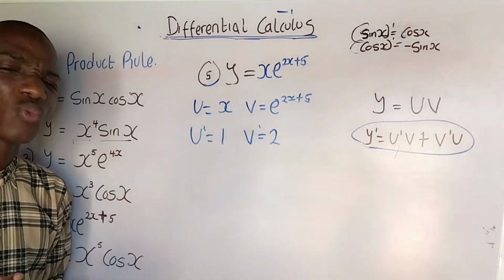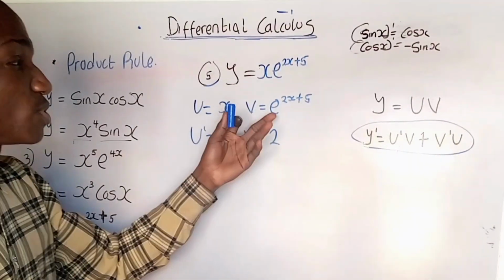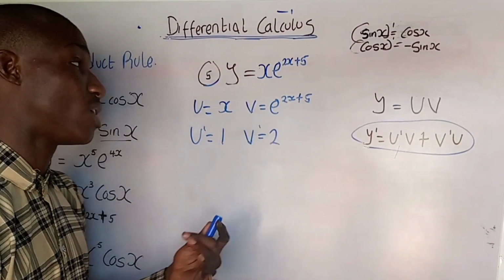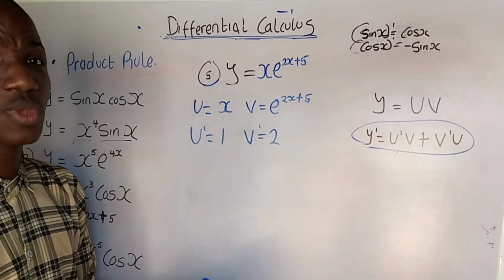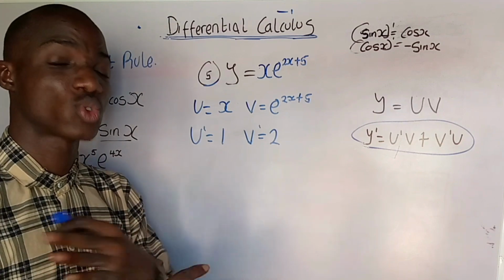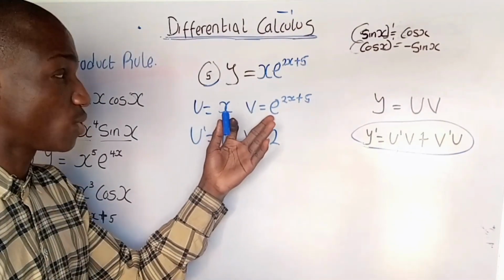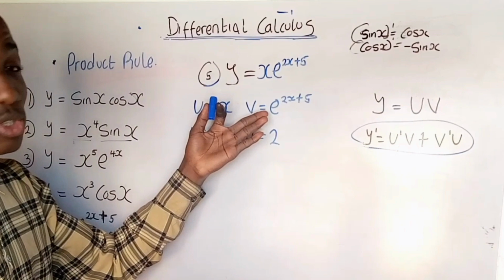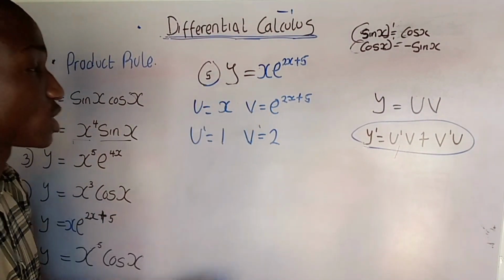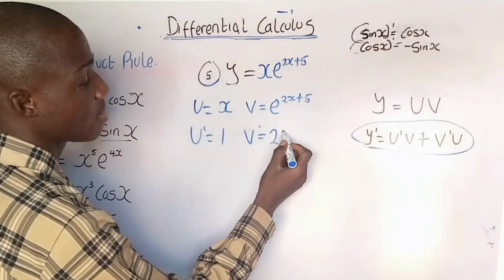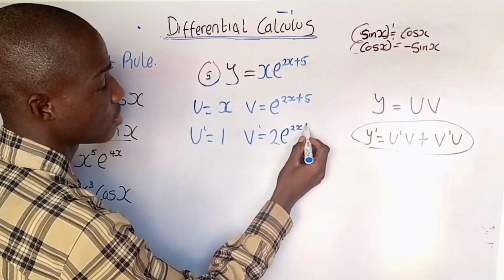Probably if you have not watched my video on how to differentiate an exponential, you can proceed back to the channel and watch the video. Inside the video, I solved numerous questions on the derivative of this kind of question. So you can proceed to multiply by e raised to the power of 2x plus 5.